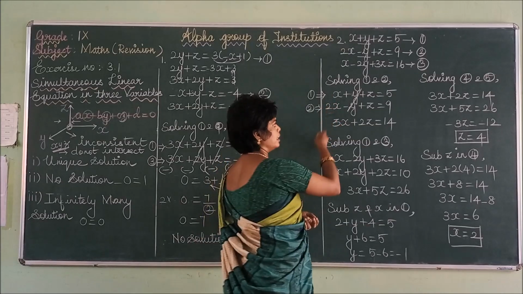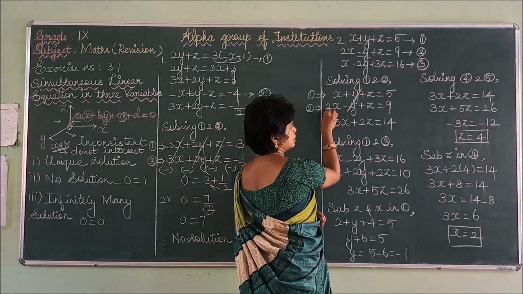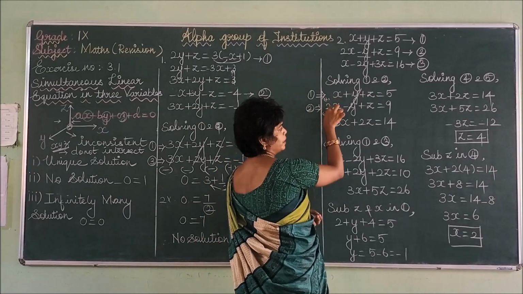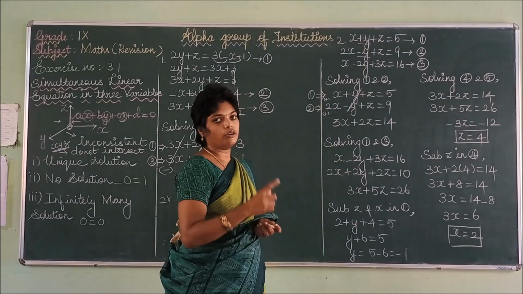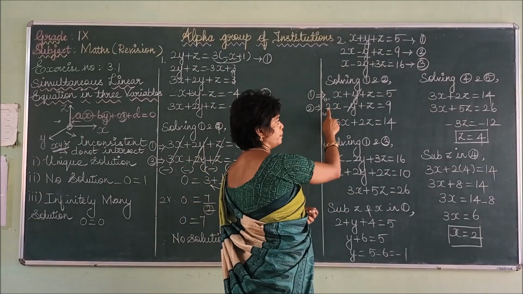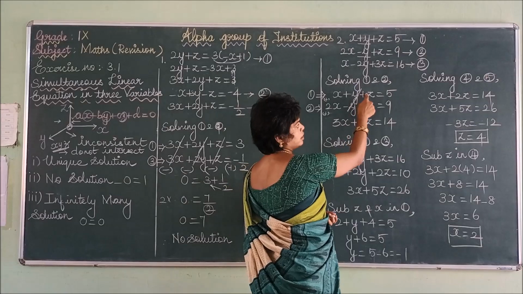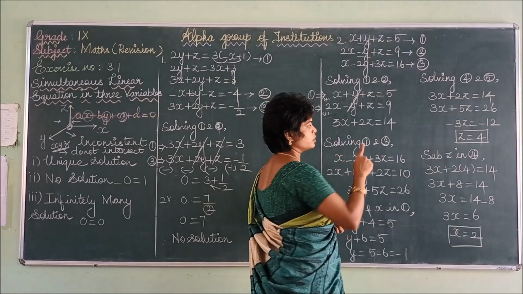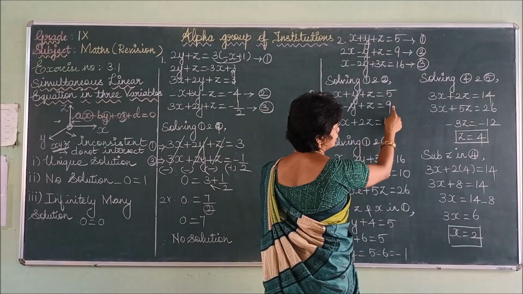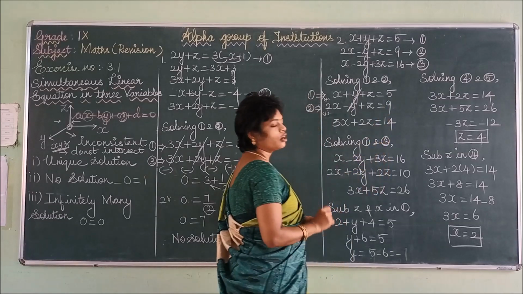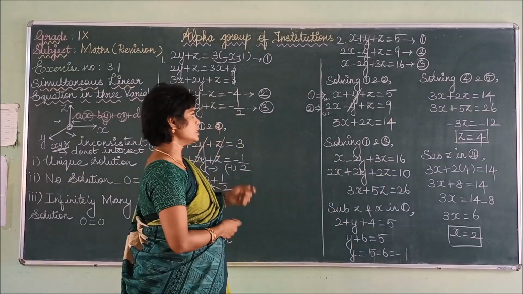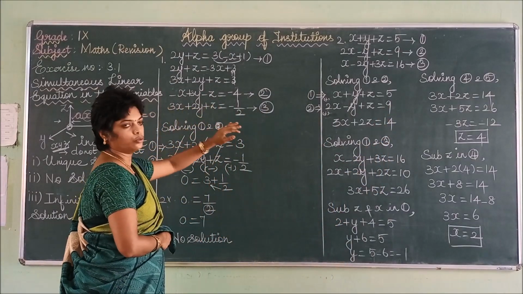So now check the sign. Here this is plus and here also plus. So plus plus, you can add and write. Coefficient of x is 1, so 1 plus 2 is 3x. Then here both coefficients are 1, 1 plus 1 is 2z. Now add the numerical terms. 9 plus 5 is what? 14.